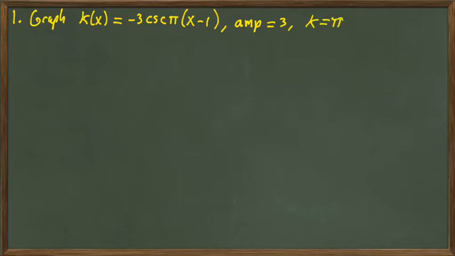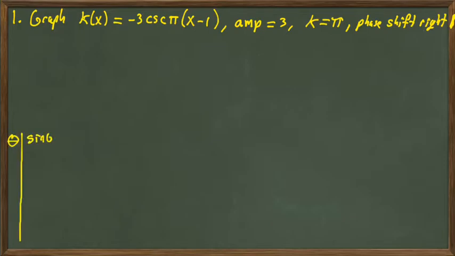All right, so we're going to graph. We're going to call it k of x, so minus 3 cosecant pi times x minus 1. Okay, and so we'll identify the same things. Amplitude is going to be the absolute value of the a. The a is negative 3, so amplitude is 3. Your k is going to be pi, and then your phase shift is going to be to the right 1. So we're going to go right 1.